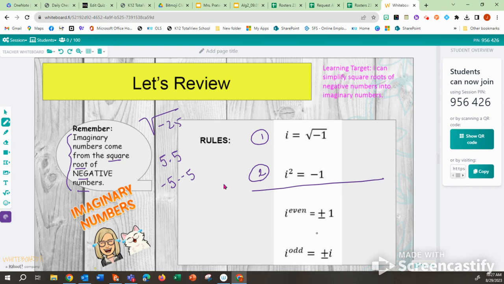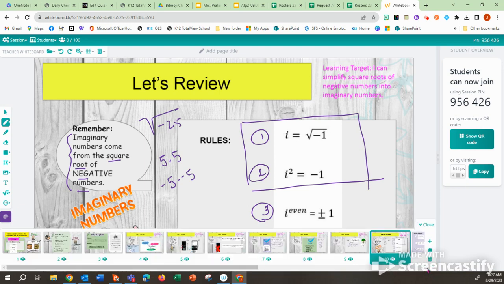And then I like to go ahead and talk about if you have an i to an even power, it's always going to simplify to be a positive 1 or a negative 1. And again, I'll show you this in some examples. And then if you have an i raised to an odd power, that's always going to simplify into either a positive i or a negative i. But really, the set of imaginary numbers can really just be based on these 2 facts. i is always equal to the square root of negative 1, and i squared is equal to negative 1.